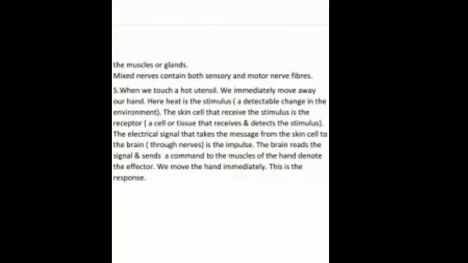Next question, explain stimulus, response, impulse, receptor and effector with the help of an example. So when we touch a hot utensil, we immediately move our hand. Here heat is the stimulus. What is a stimulus? In the bracket you will write, it is a detectable change in the environment, and the skin cell that receives the stimulus is the receptor. What is the receptor? A cell or tissue that receives and detects the stimulus. The electrical signal that takes the message from the skin cell to the brain through nerve is the impulse, and the brain reads the signal and sends a command to the muscles of the hand, denoted the effector, and we move the hand immediately. This is the response. Is it clear?